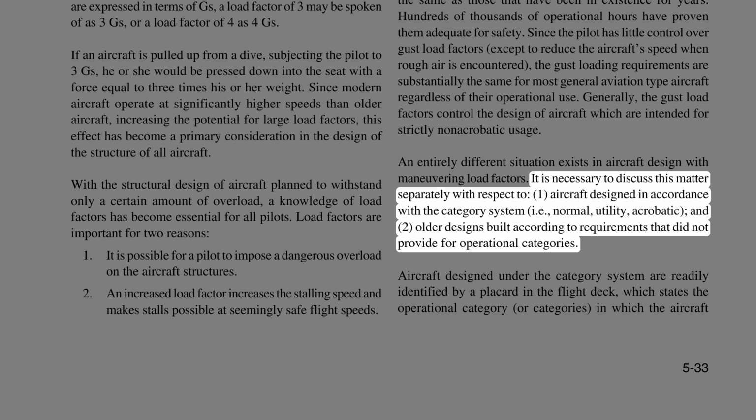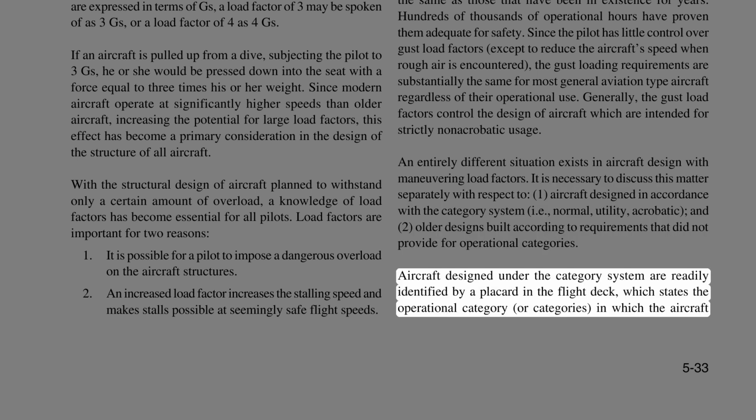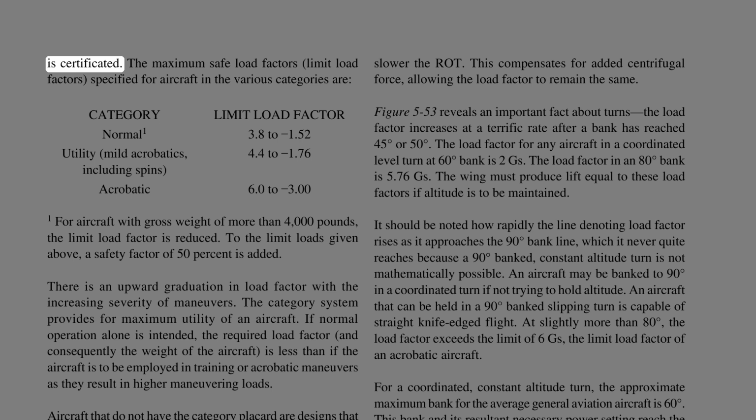It is necessary to discuss this matter separately with respect to 1. Aircraft designed in accordance with the category system, i.e., normal, utility, acrobatic, and 2. Older designs built according to requirements that did not provide for operational categories. Aircraft designed under the category system are readily identified by a placard in the flight deck, which states the operational category, or categories, in which the aircraft is certificated.